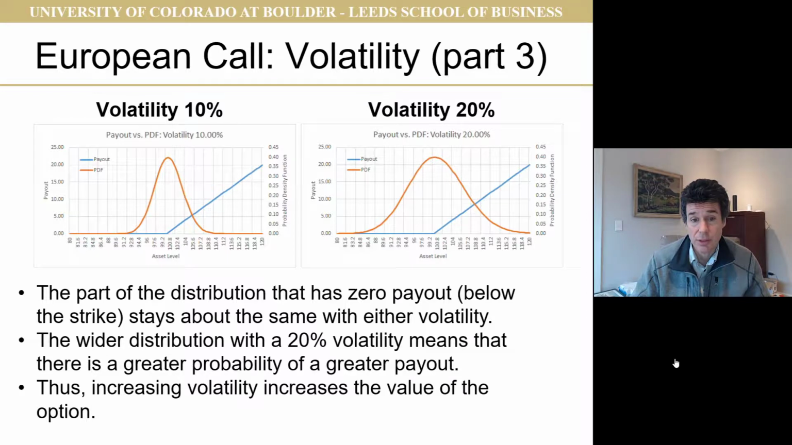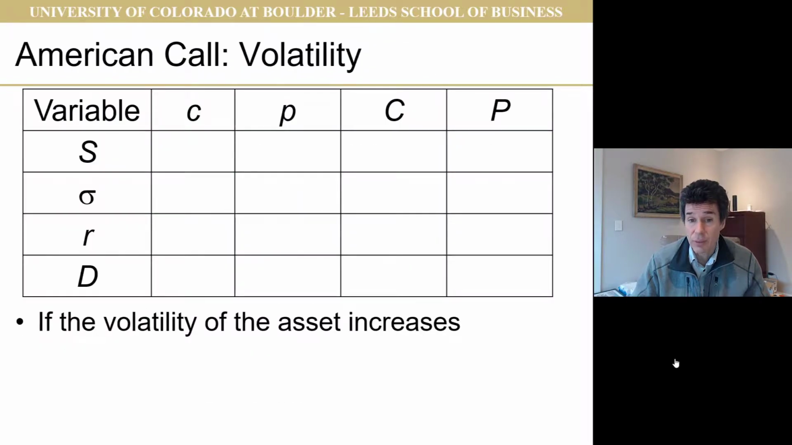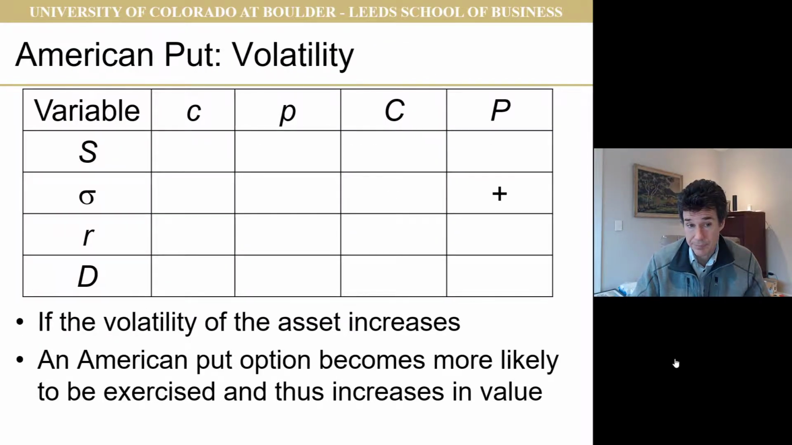So the difference between these two is that in the volatility 20% picture, there is a much greater probability of a much bigger payout than with the volatility of 10%. And that greater probability of a bigger payout is worth money, and thus the value of an option on an asset with volatility 20% is greater than with volatility 10%. Volatility increases, the value of the option increases. And this is true for all options.